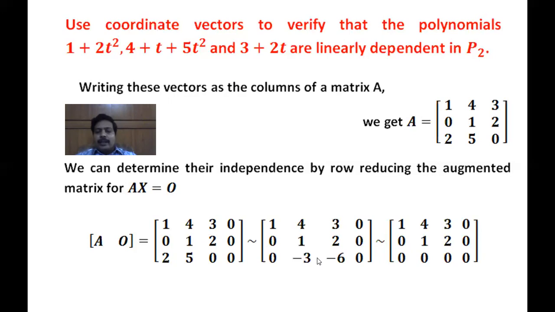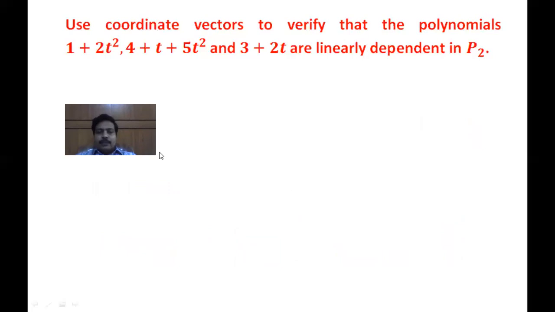So the third row can be added with the second row after multiplying with 3, which will give you all zeros in the third row. Now it is in echelon form. It has only two pivot columns and two pivot positions, this one and this one. So the third column is a linear combination of these two preceding columns, as we have seen earlier.